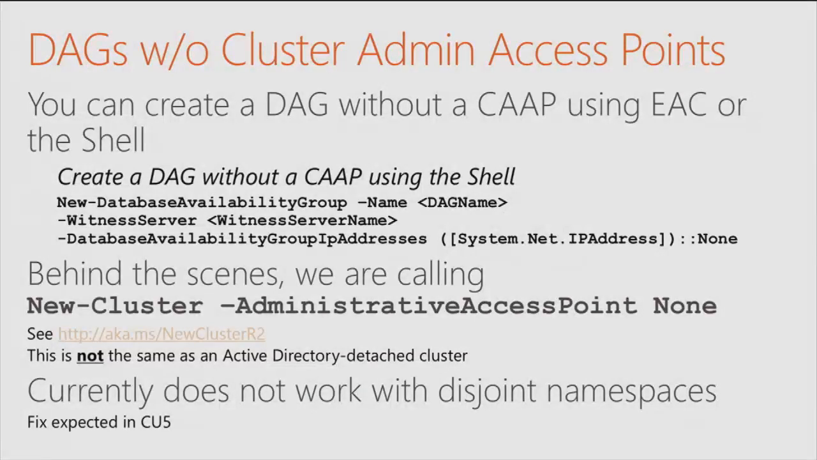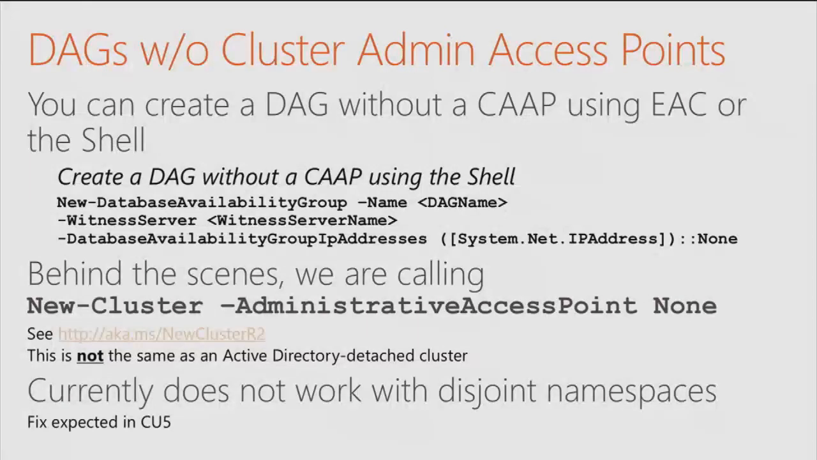What we're doing behind the scenes is we're calling the New-Cluster command as we've always done in Exchange, except we're leveraging a new parameter in R2 called AdministrativeAccessPoint, and the ability to configure that parameter with a value of None. There are two other values for that parameter. One is Active Directory and DNS. The other is DNS only. And the third one that we're using is None.